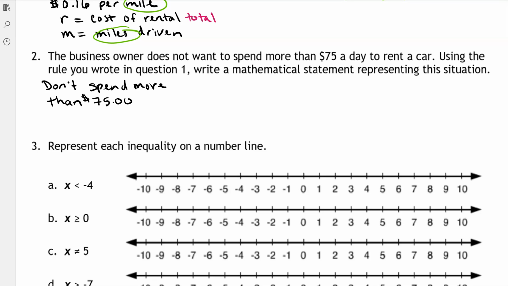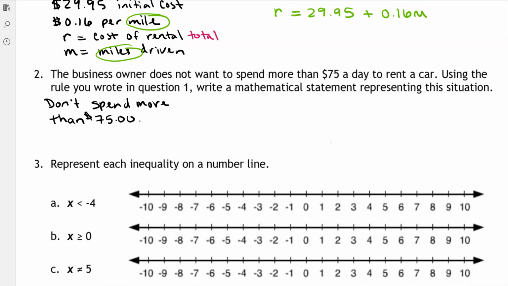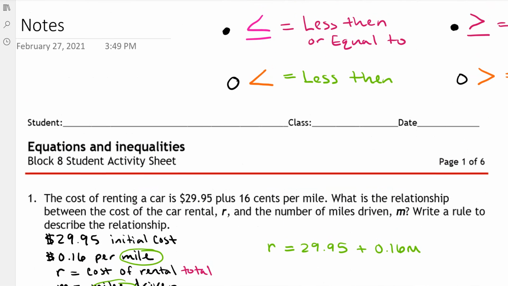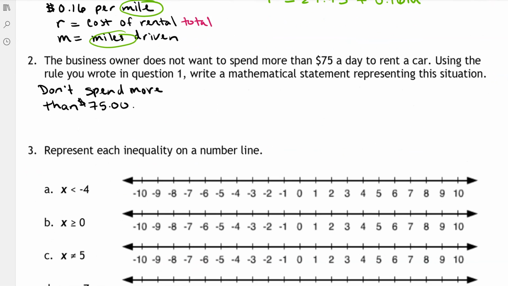So don't spend more than $75. I need to use the rule that I wrote up above to write a mathematical statement representing this equation. I could spend $75, but I just can't spend any more. I can spend less than 75. So going back up here, less than or equal to, that's the symbol we're going to use. So I'm going to write that down here, less than or equal to 75.